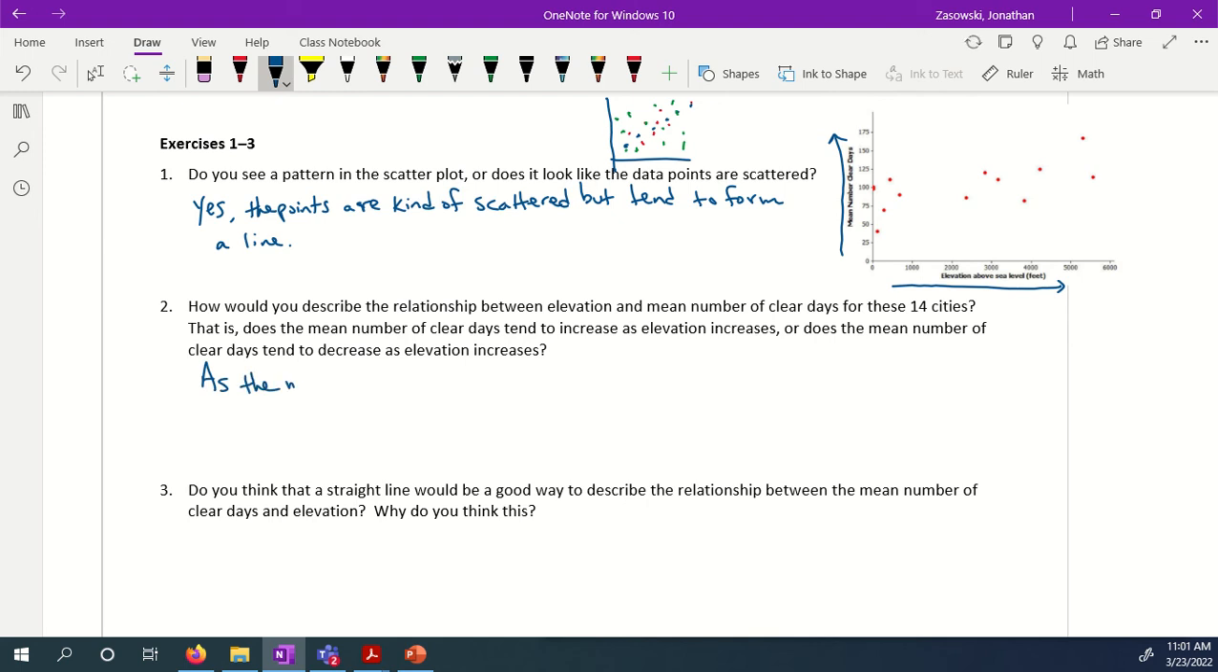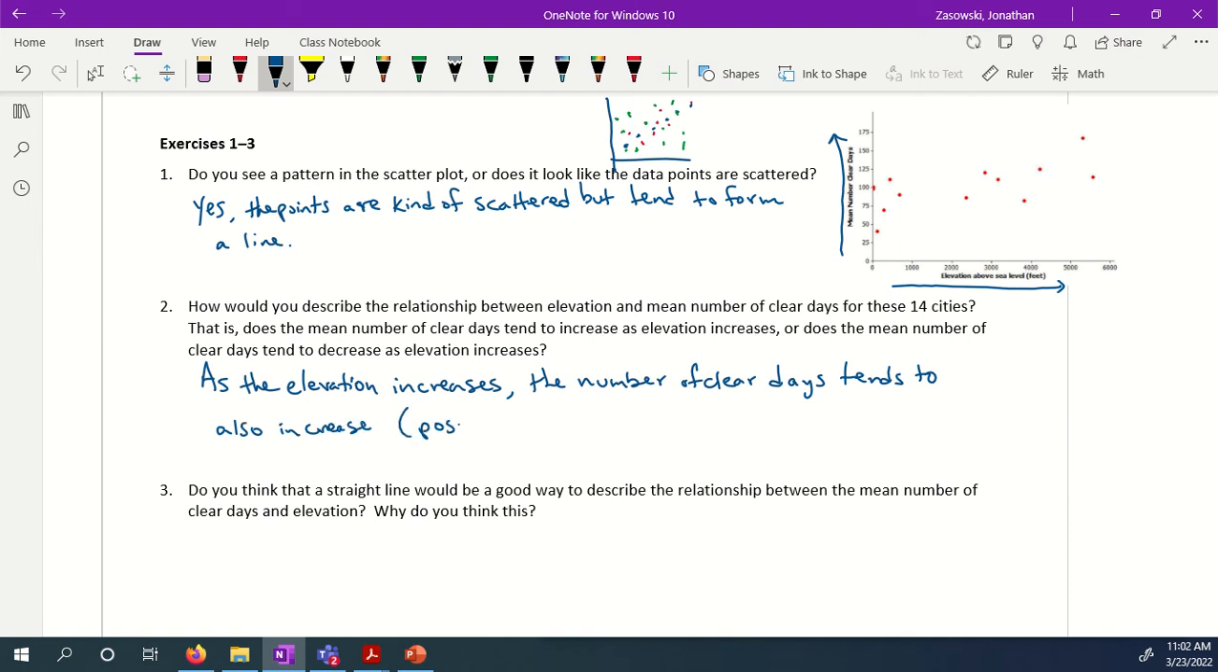As the elevation increases, the number of clear days, and we say tends to, also increase. Okay? And so this is called a positive correlation, meaning as one variable goes up, the other one also tends to increase.